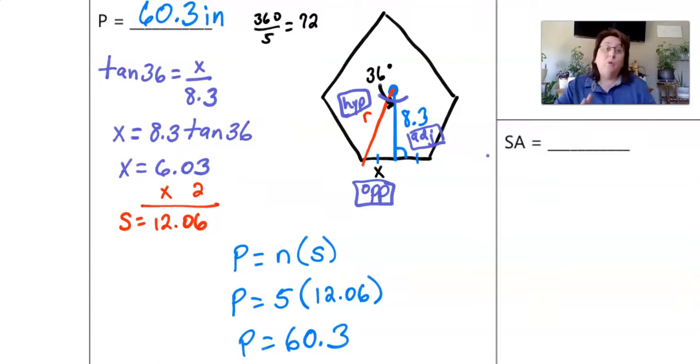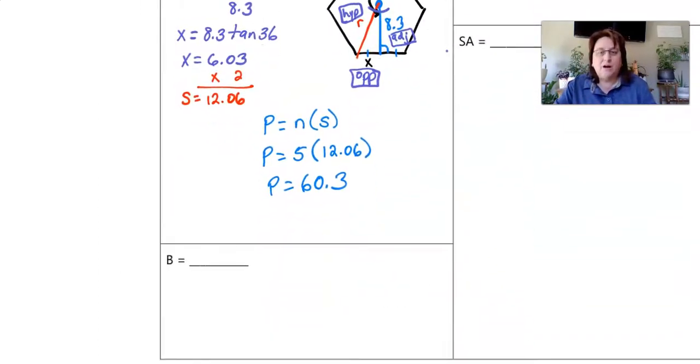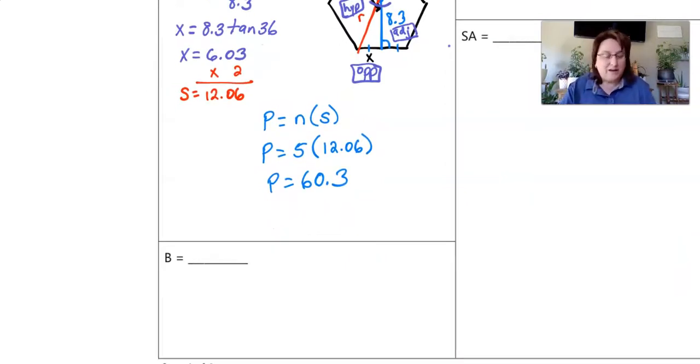All right, let's see. What else is it asking us for? Let's keep going. Okay, so it's asking us for big B. Well, we've already gone through part of the work, you guys. So big B is the area of the base. Which formula are we going to use to find the area of the pentagon?